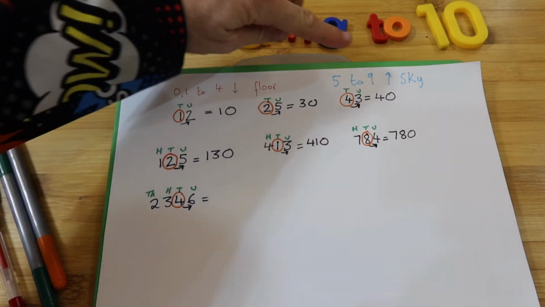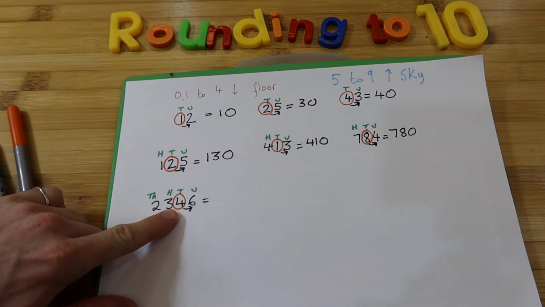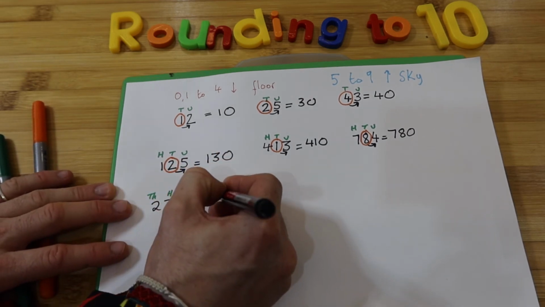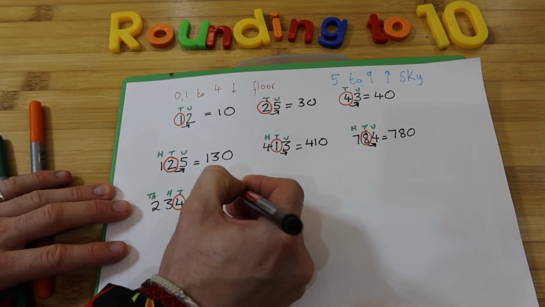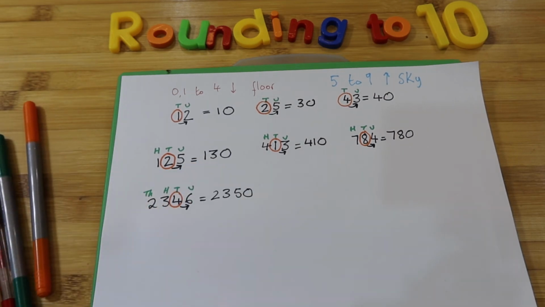Here we go. See that? We round up to the sky. So what's the next 10 after 40? 10, 20, 30, 40, 50. So we would write 2,350. As easy peasy lemon squeezy as that. See that? So we're doing the same process.